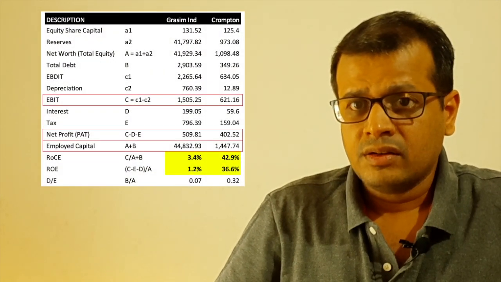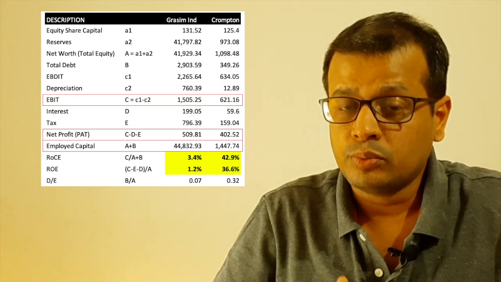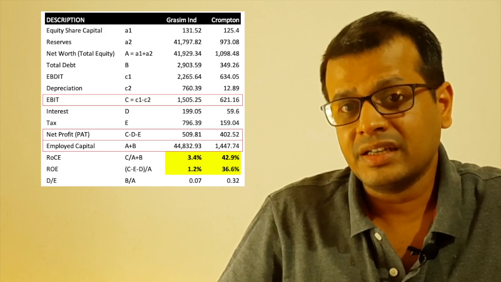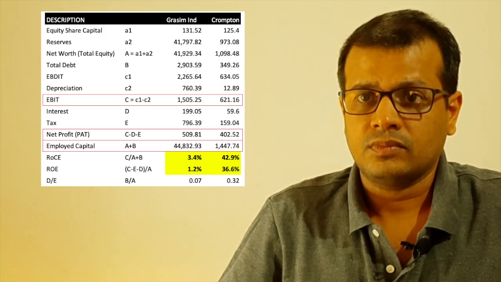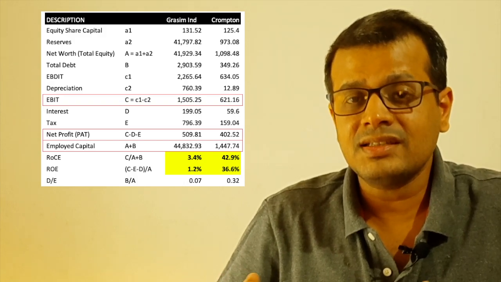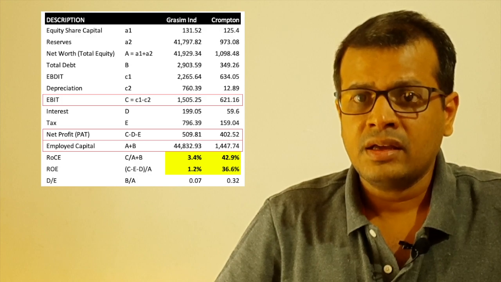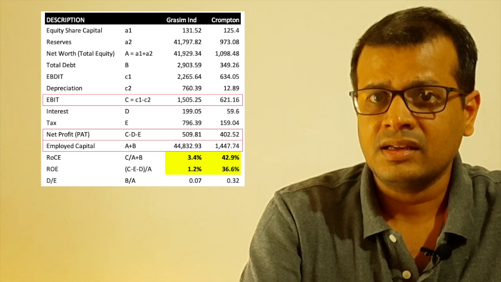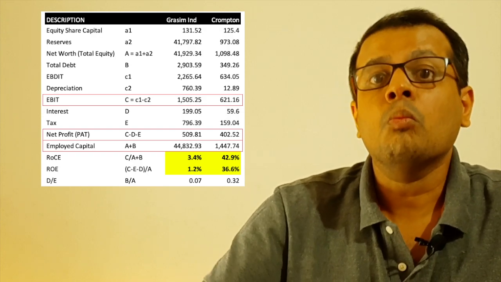On one side, the return on capital employed of Grasim Industries is only 3.2%, while the return on capital employed of Crompton Greaves is around 40%. So what does it mean? What do these numbers highlight? These numbers tell us that with less money being invested, Crompton Greaves is generating more profits.